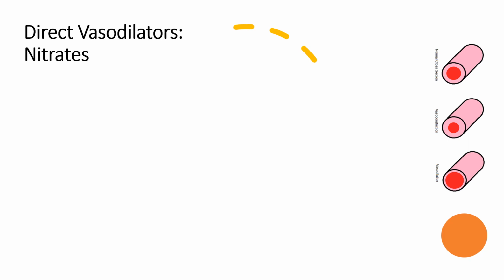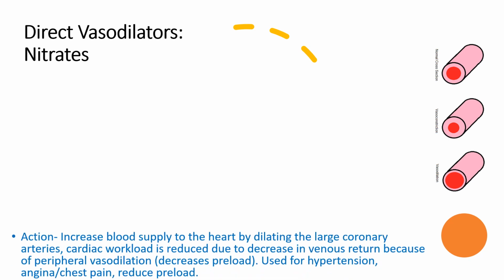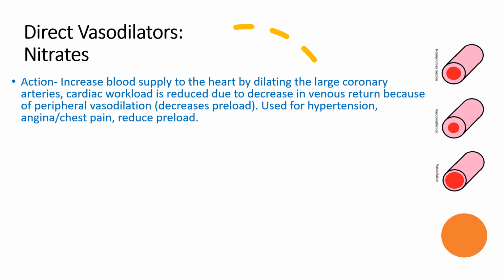This is the final med slide. The final vasodilator is the nitrates. So these work by dilating coronary arteries. So one, they could improve blood supply to the actual heart muscle. They reduce cardiac workload because they decrease venous return to the heart because of peripheral vasodilation, which therefore decreases preload.